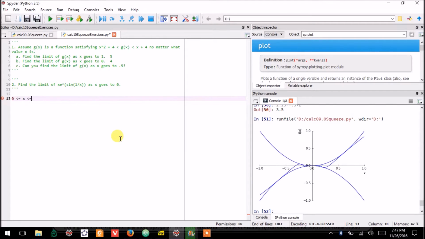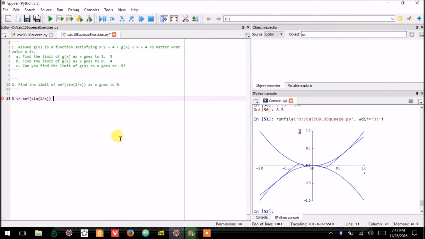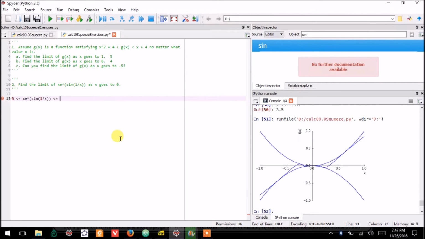So this function here has as an upper bound x e to the 1, or just xe. Right? And so this function is bounded between the lower bound and the upper bound. The limit as x goes to 0 here is 0 because it's just constant, and the limit here is also 0, so the limit of this must also be 0.